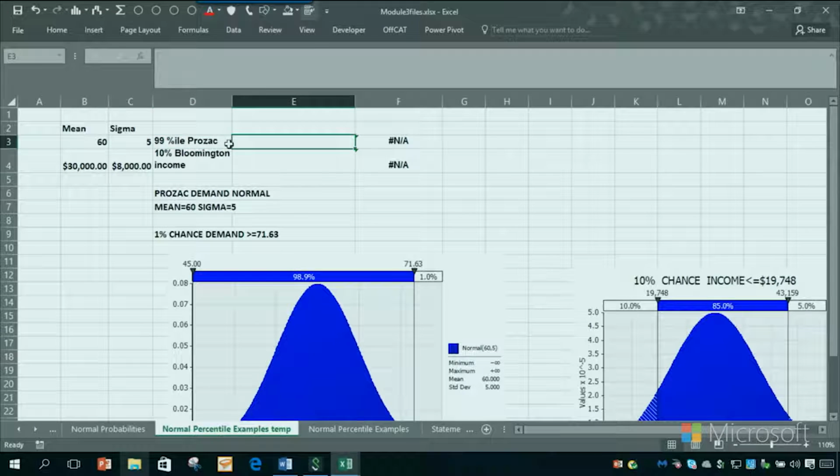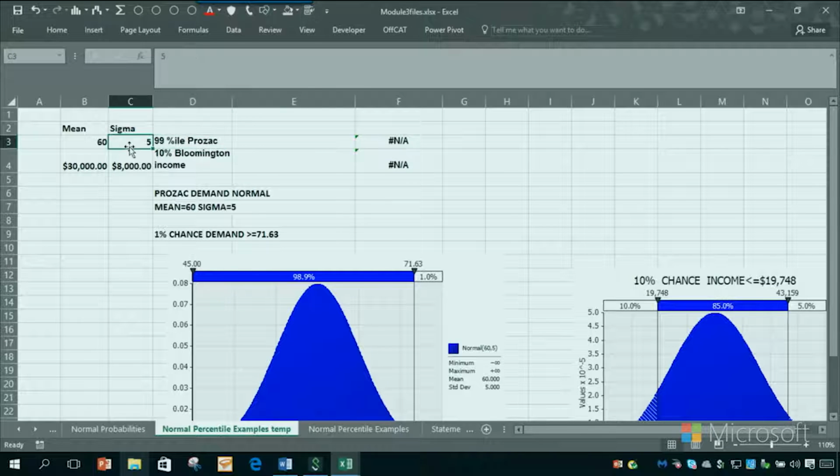So in this video, we're going to illustrate how to use the NORM.INV function to calculate percentiles for a normal random variable. Suppose you're selling Prozac and you have an estimate that during the next year, the average number of units sold will be 60,000 with a standard deviation of 5,000, and you feel the demand will be normally distributed. You want to have a 1% chance of running out. How much should you make?